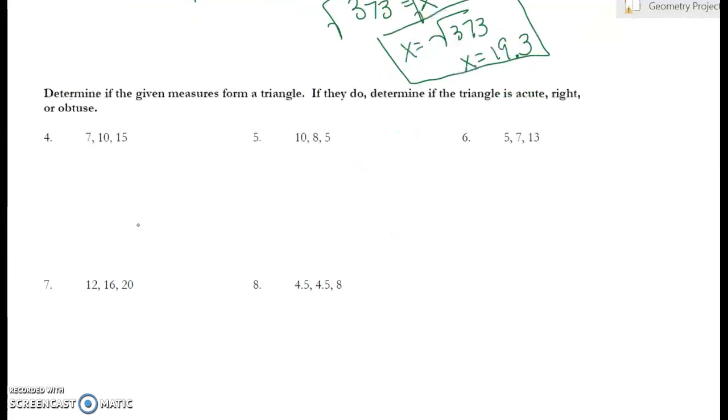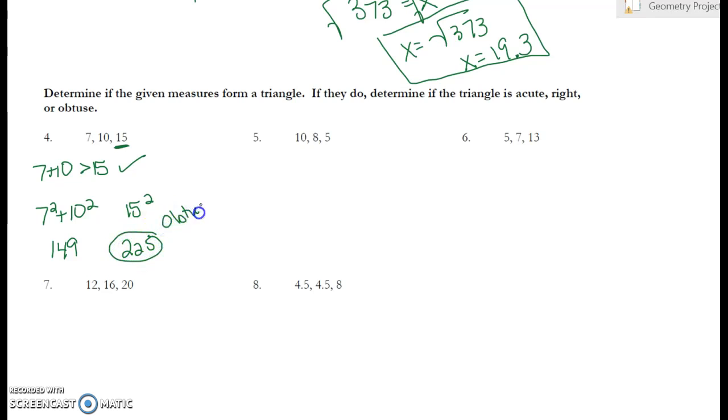All right, let's do some examples. So determine if it's a triangle. Well, first we have to do that. And remember, to determine if something's a triangle, I'm always going to kind of underline my hypotenuse. I need to check, is 7 plus 10 bigger than 15? Yeah, it is. So now I can do my Pythagorean theorem. I don't write a sign here because I don't know what's going on. 7 squared plus 10 squared is 149. And 15 squared is 225. So this is big. It's bigger, so it's obtuse.